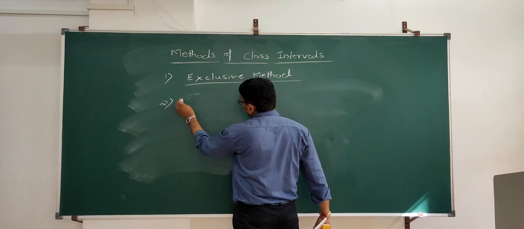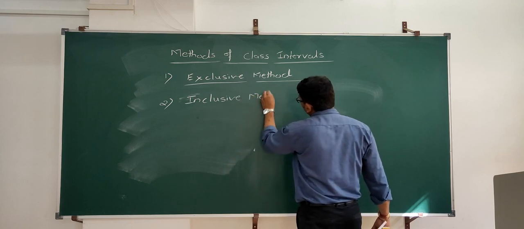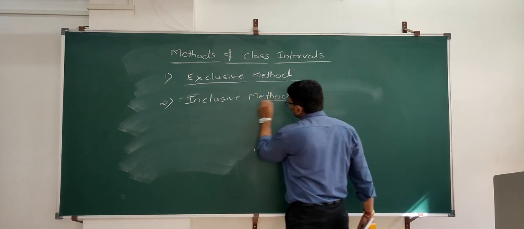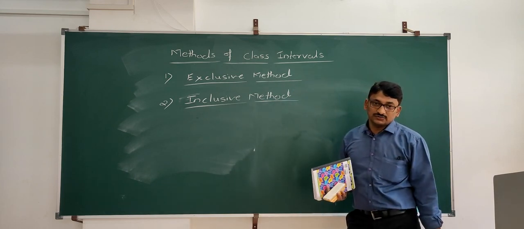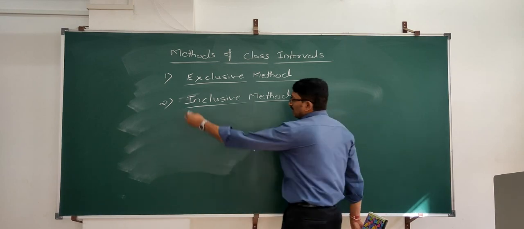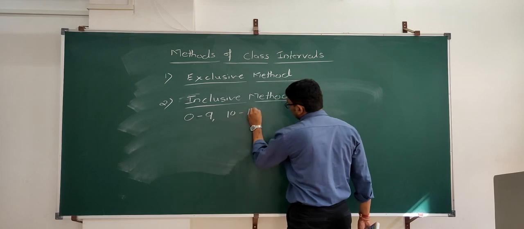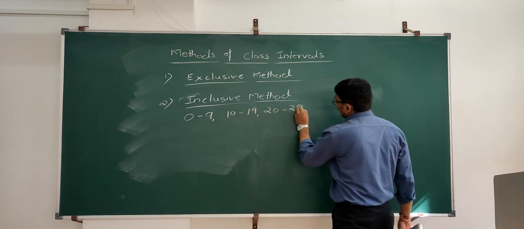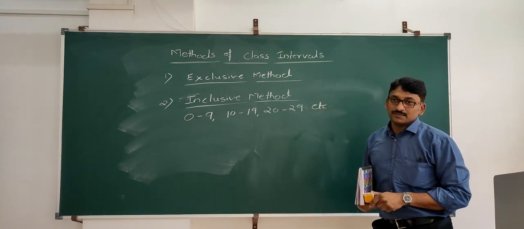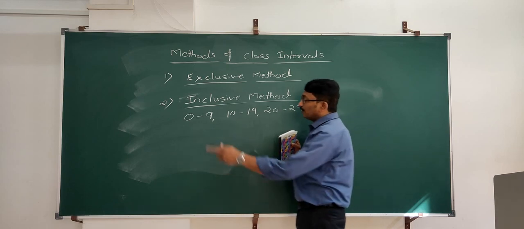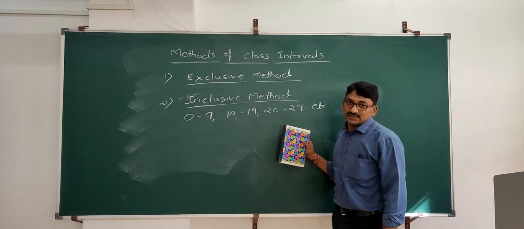The second method is the inclusive method. Now this inclusive method is opposite to exclusive. For example, if the classes are of the type 0 to 9, 10 to 19, 20 to 29, etc., it is known as the inclusive method of class interval. Why is it called inclusive? Because the upper limit of one class is not repeated once again as the lower limit of the next class.